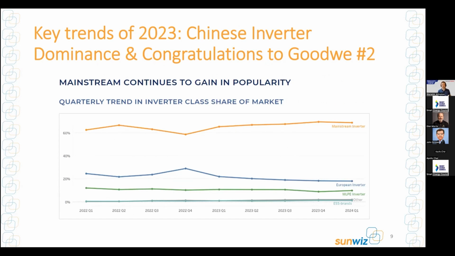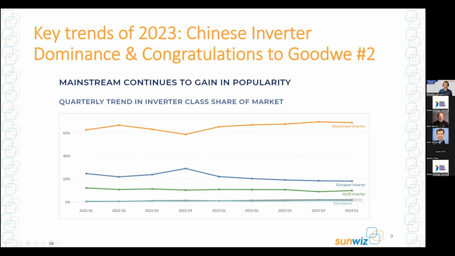All right, the other thing to note is that the Chinese inverter has received a wholesale embrace from the solar industry these days, to the point where we call them mainstream inverters. Over two-thirds of the power that's installed is coming from that class of inverters.